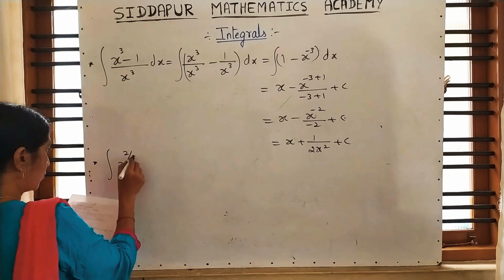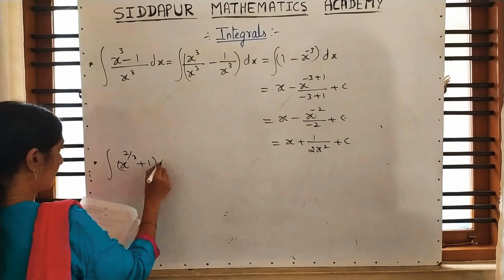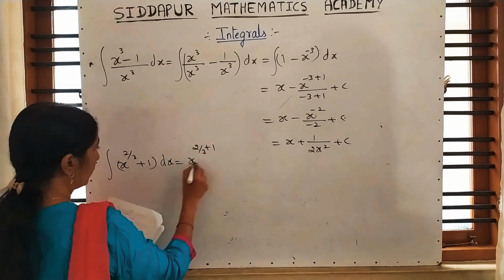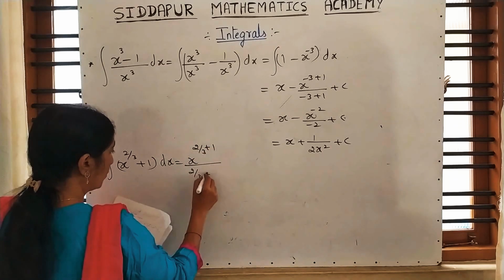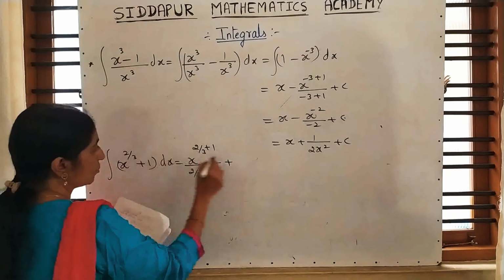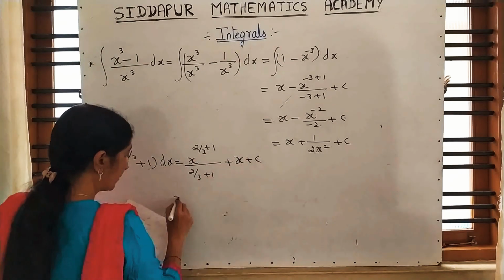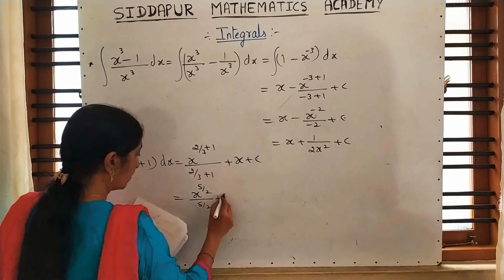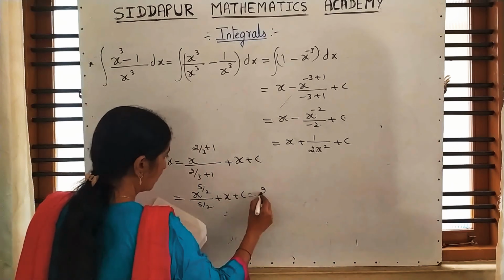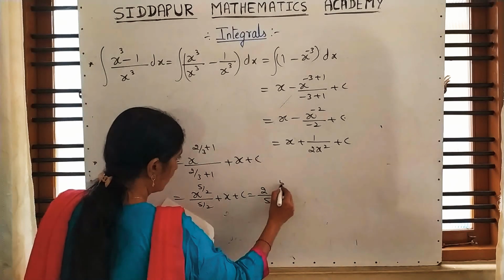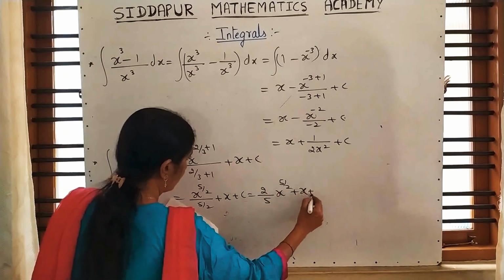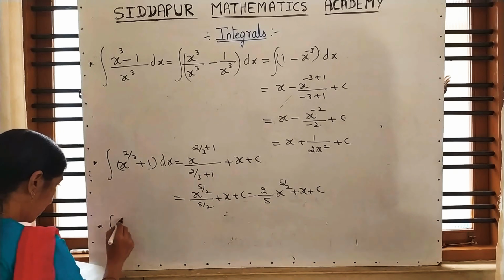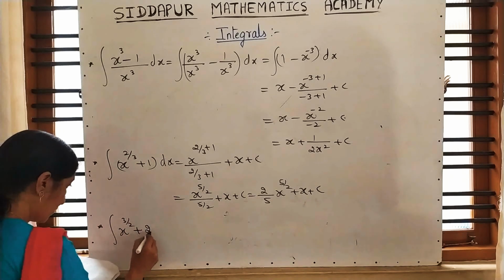x raised to 2 by 3 plus 1. Yes. It is x raised to 2 by 3 plus 1 upon 2 by 3 plus 1, plus integration of 1 is x. It goes up. Next, integration of x raised to 3 by 2.